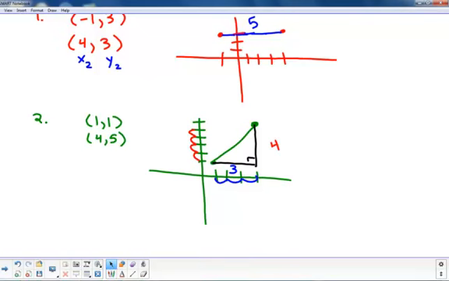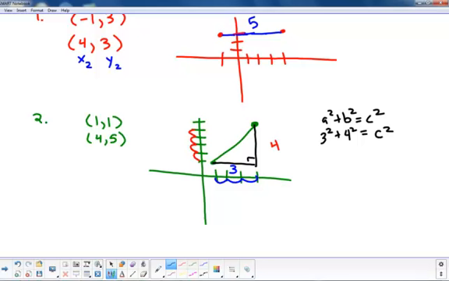So to find the diagonal length, we could use the Pythagorean theorem. 3 squared plus 4 squared equals c squared. So 9 plus 16 gives us 25. And then to solve that, we would square root both sides. It is positive or negative. Negative doesn't make a whole lot of sense, so we'll just do the positive.